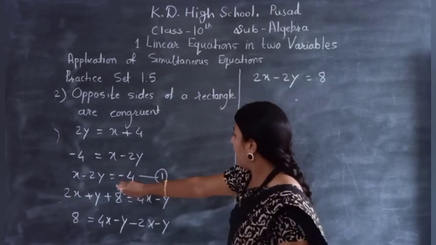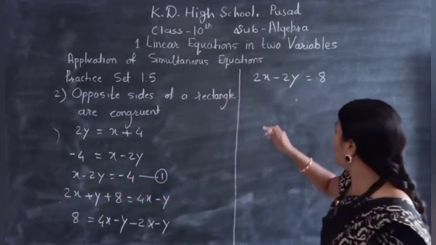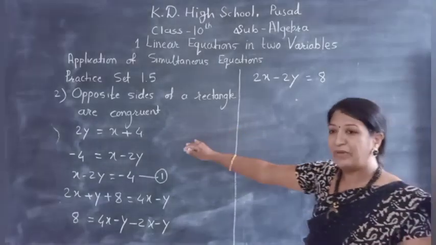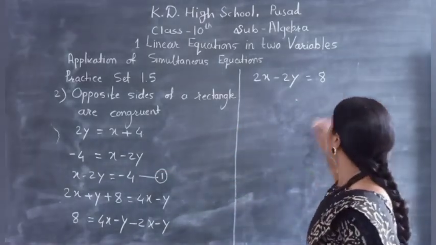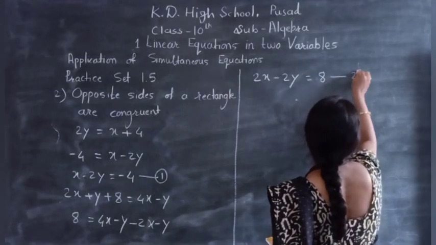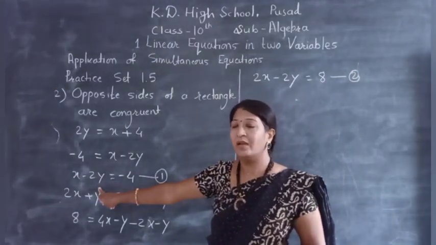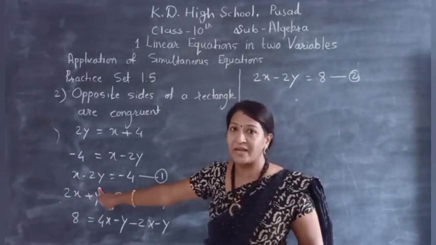See here, x minus 2y is equal to minus 4 and 2x minus 2y is equal to 8. You can simplify at the same position here. So this is our equation number 2. Now we observe that the coefficients of y are equal. It means we have to make a subtraction here.